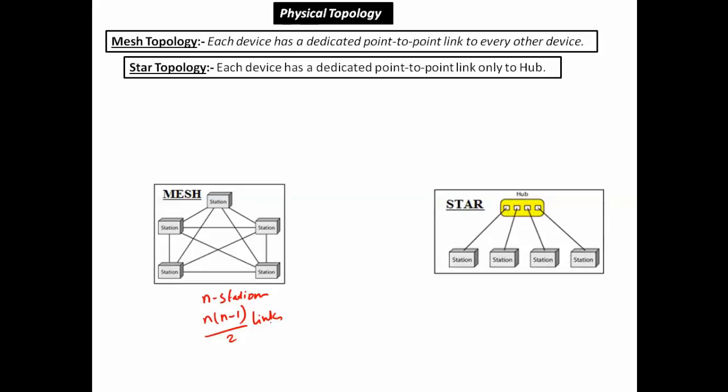Next one is star topology. Here there are 5 stations. There will be only 5 links which are directly connected to the hub. Now the hub is acting as the intermediary.